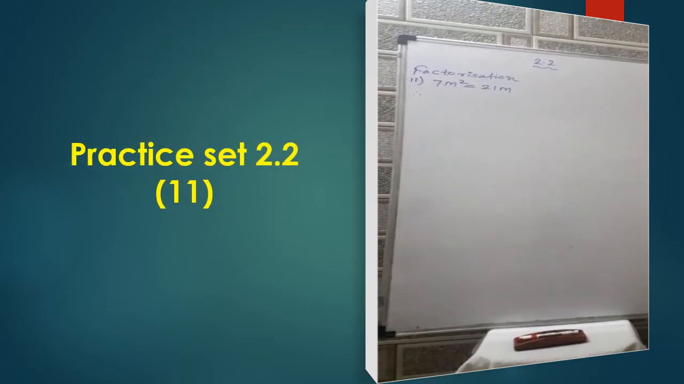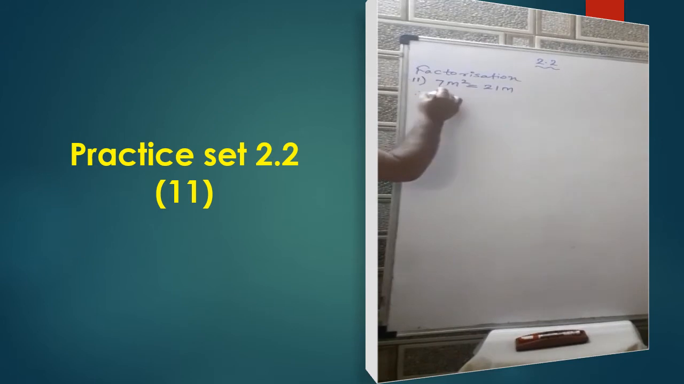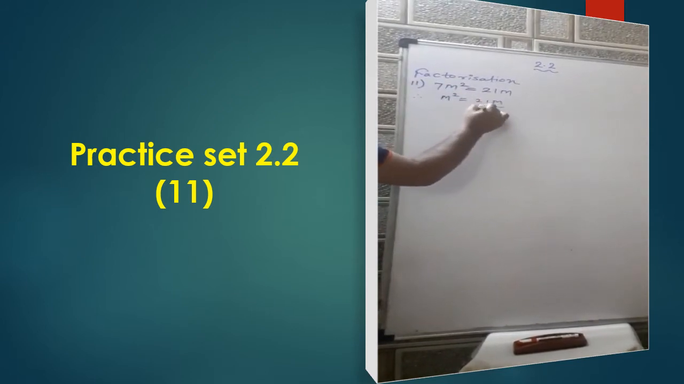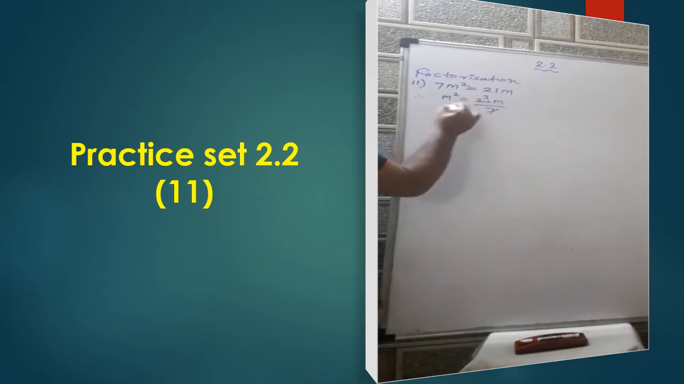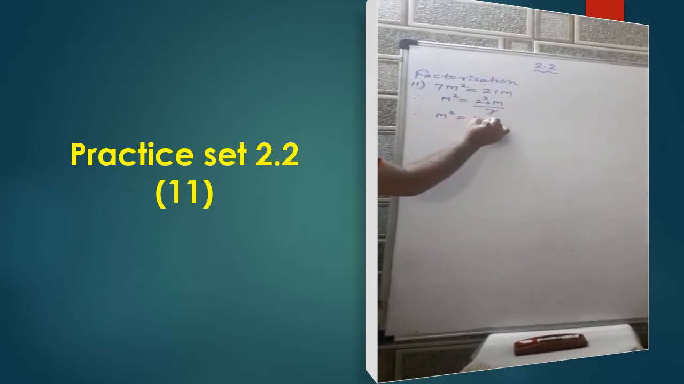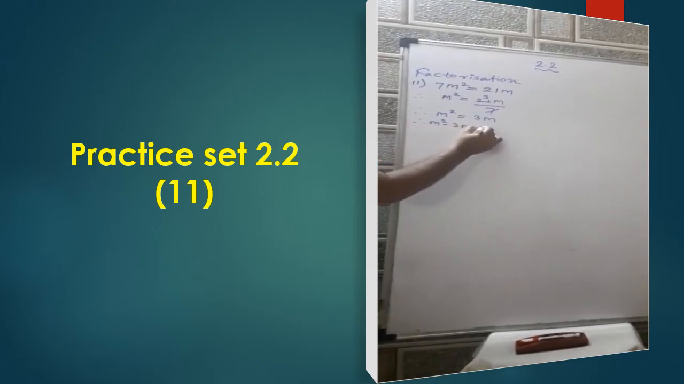7m square equals 21m. So here first we take the 7 to that side. So m square equals 21m upon 7. That cancels, you get 3. Now m square equals 3m. Shift this to this side. So m square minus 3m equals 0.